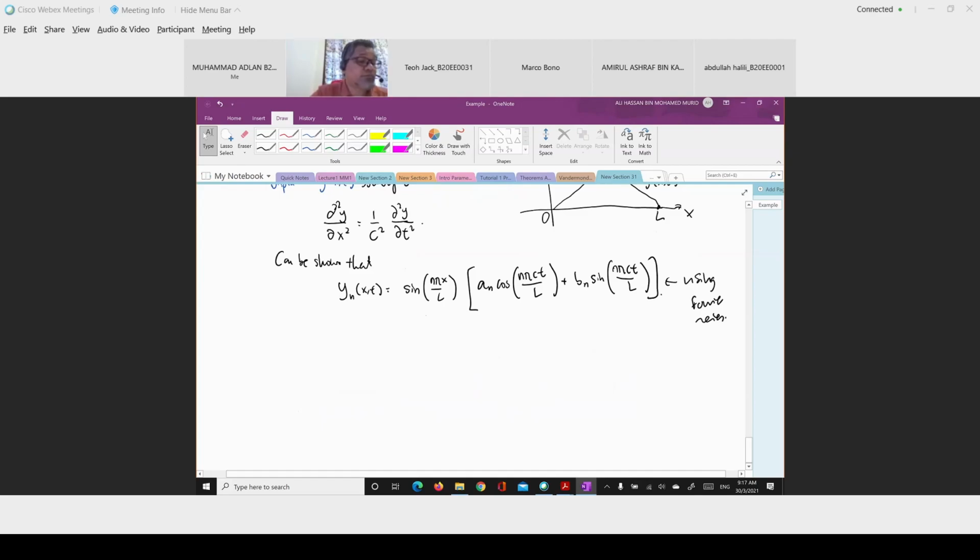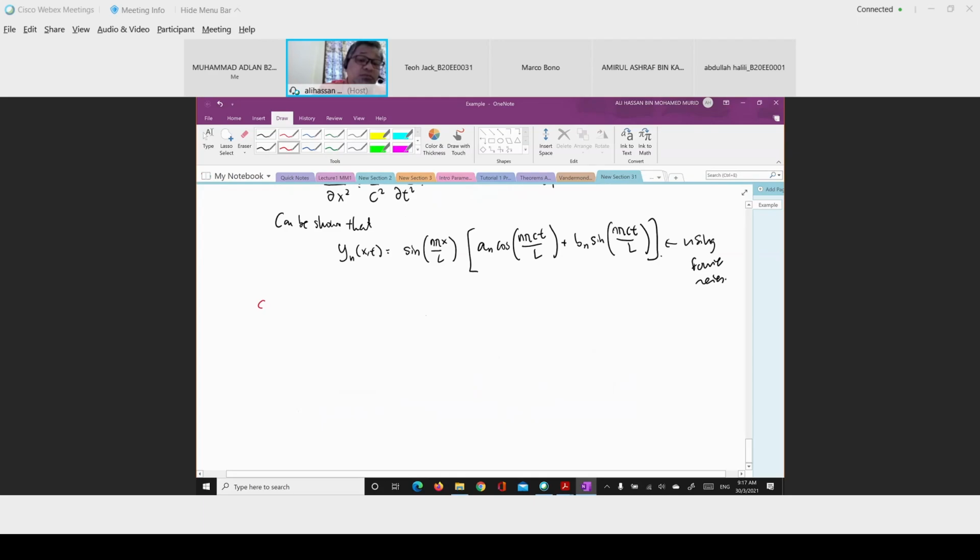In electricity also, we have this example, the current represented here by I(x,t) along a transmission line. I got this information from a calculus book, so I'm just giving it to you. The current I(x,t) along a transmission line satisfies this partial differential equation here.